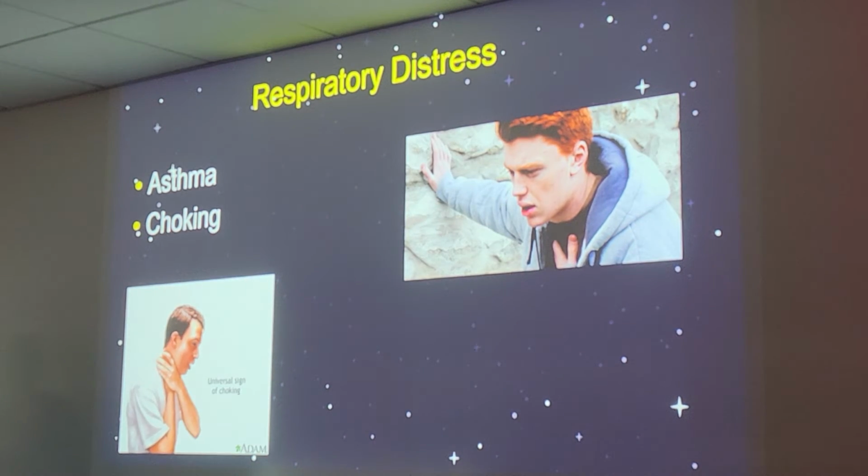Respiratory distress, what do you think that means? Trouble breathing, your respiratory system is in distress. There are two things that may contribute to respiratory distress: asthma and choking. And this is a universal sign of choking, right? When someone has two hands on their throat, that's a universal sign. So respiratory distress is caused by air not being able to get to your lungs because the passageway is somehow blocked or obstructed.